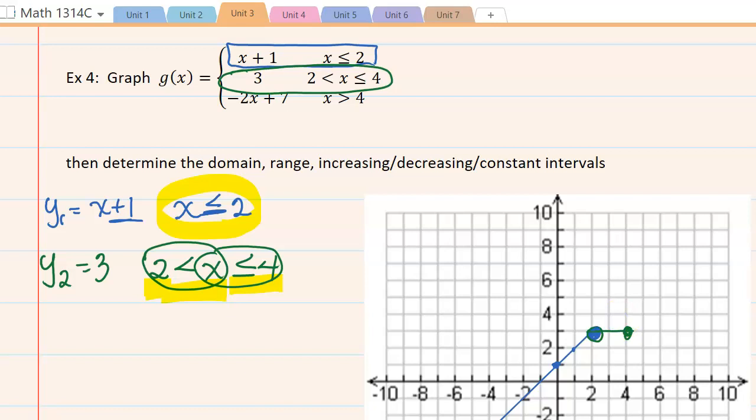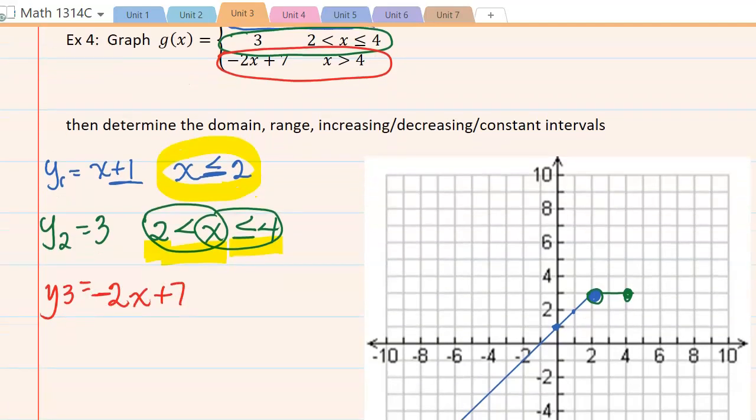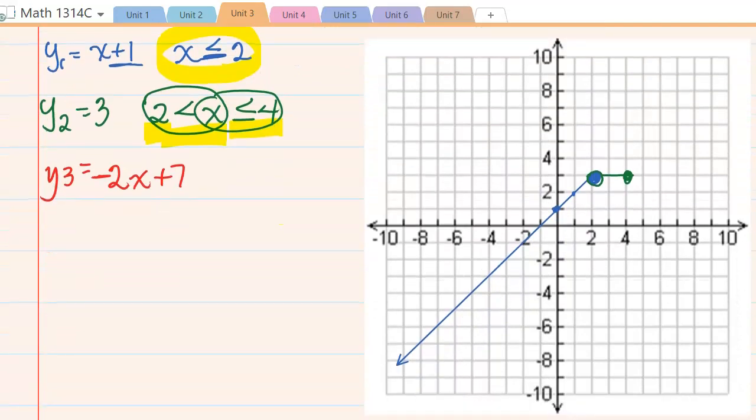Now we're ready to graph the third line. That's this one right here. So y3 is equal to negative 2x plus 7. So we know that's going to be our line. We're going to go to positive 7. And then we're going to use our slope of down 2 over 1. Down 2 over 1. And we're going to create our line here.